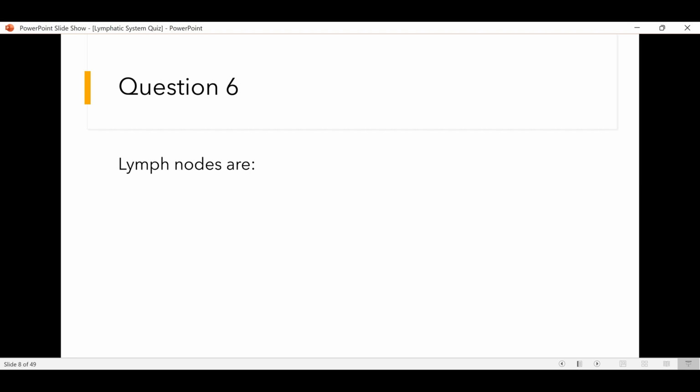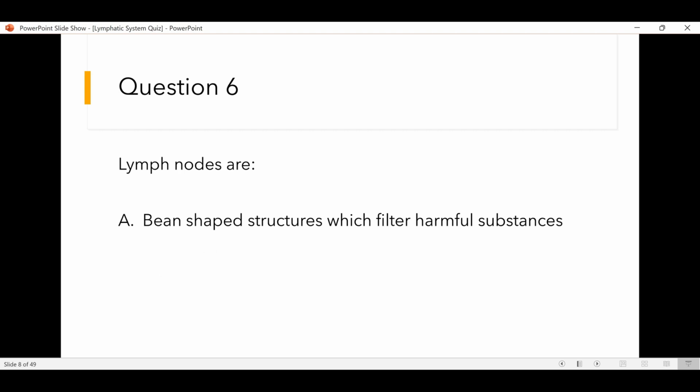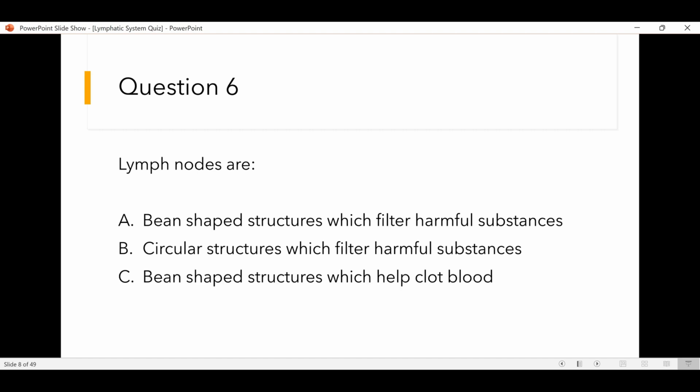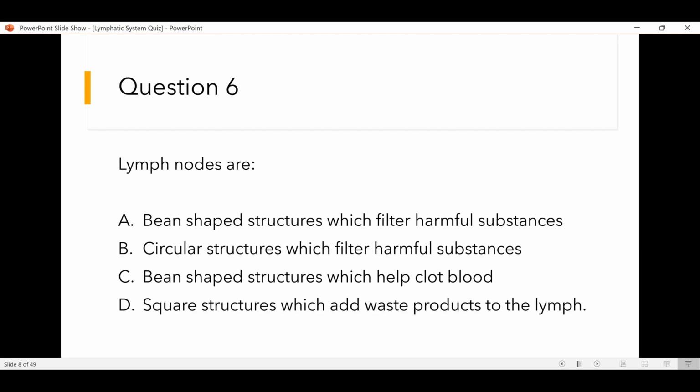Question 6. Lymph nodes are bean-shaped structures which filter harmful substances, circular structures which filter harmful substances, bean-shaped structures which help clot blood, square structures which add waste products to the lymph.